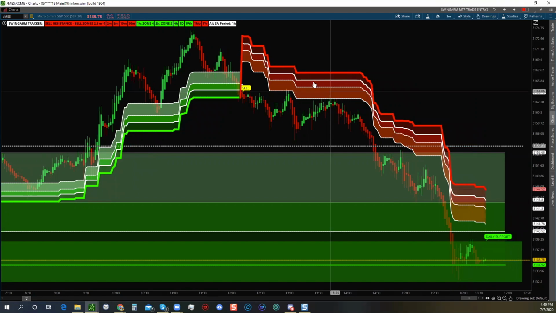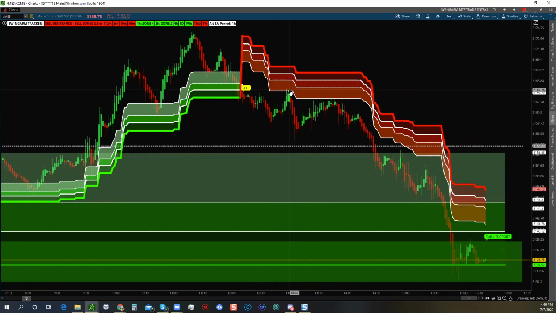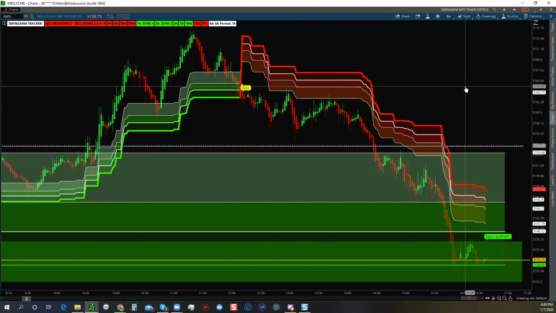So that's how I came up with the swing arm idea. I wanted to see how price would come to me. And I noticed some people are already editing the swing arm and adding a 50% zone. That defeats the purpose of the swing arm. I want price to work hard to come to me for me to get involved. If I put a 50% zone, I'm going to make it much easier to get into a bunch of trades that quite likely will not work.